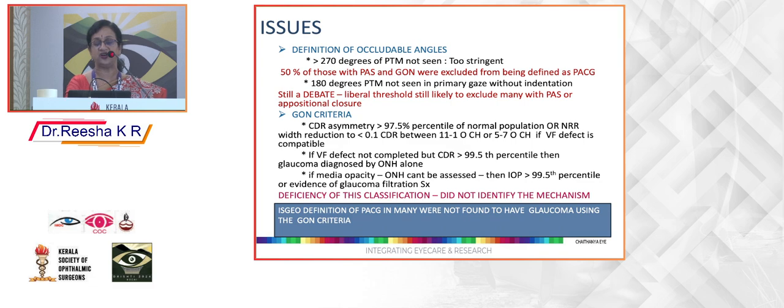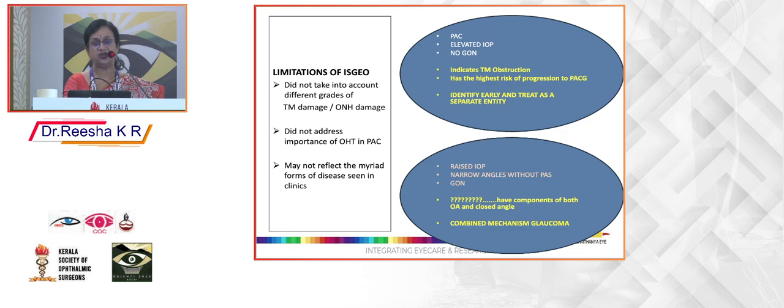If you take more than 270 degrees of the posterior pigmented trabecular meshwork not seen, it's a very stringent criteria, and you miss 50% of those who have either PAS or GON. And if you take 180 degrees not seen, then again, though the threshold is very liberal, here again you may miss those with focal PAS or minimal appositional closure. Then the diagnostic criteria for GON in the ISGEO classification, again, it looks into the 97.5 percentile of normal population, which means a CDR of 0.7. So many in this definition will not be classified into PACG, even if they are glaucomatous. Look into this case scenario when you have diagnosis of a primary angle closure, that is no GON and elevated IOP. When you have elevated IOP, that indicates trabecular meshwork obstruction.